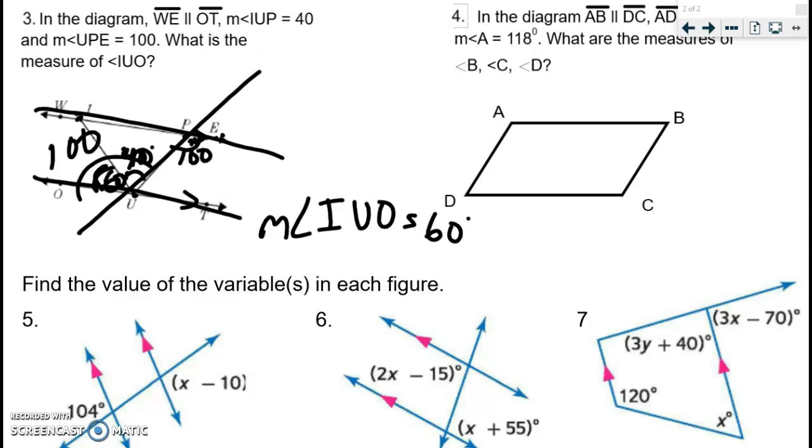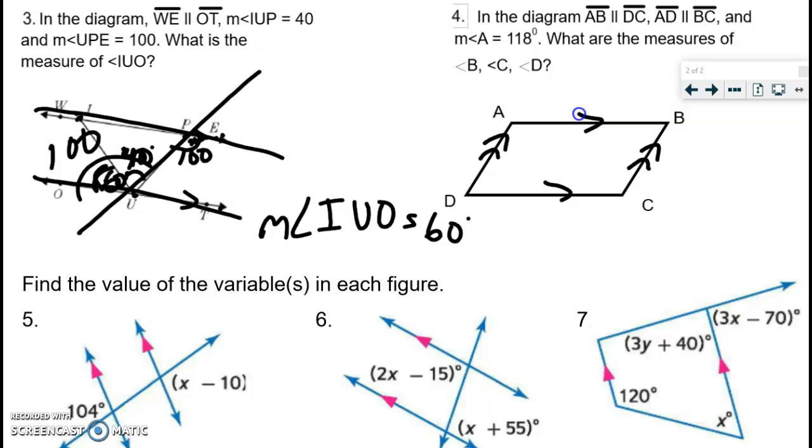In the diagram, AB is parallel to DC, and AD is parallel to BC. If angle A is 118 degrees, what are the measures of angle B, C, and D? Well, let's add transversals to this and let's see. These two angles right here must be supplements of each other, so this one is going to be 62 degrees.